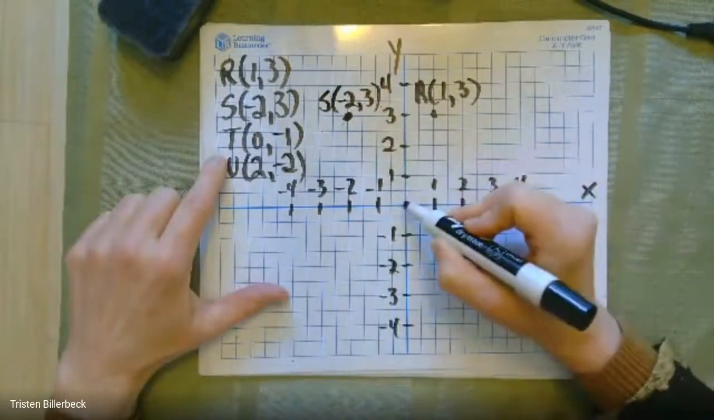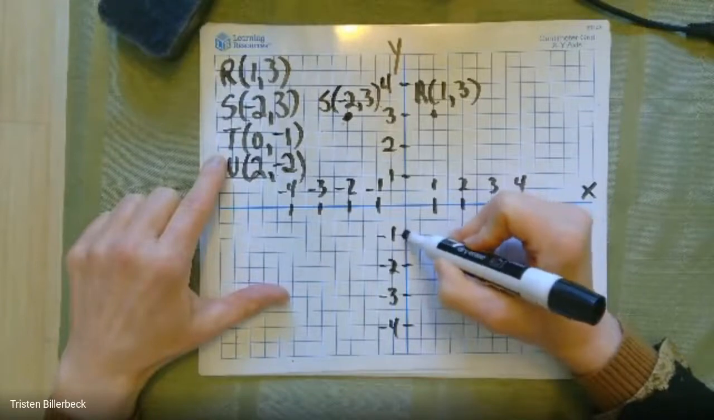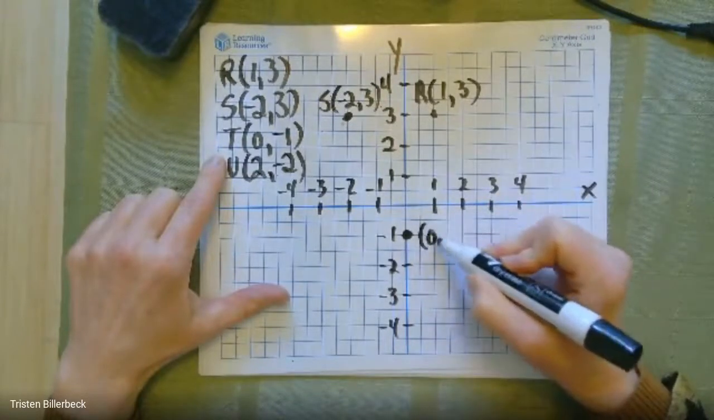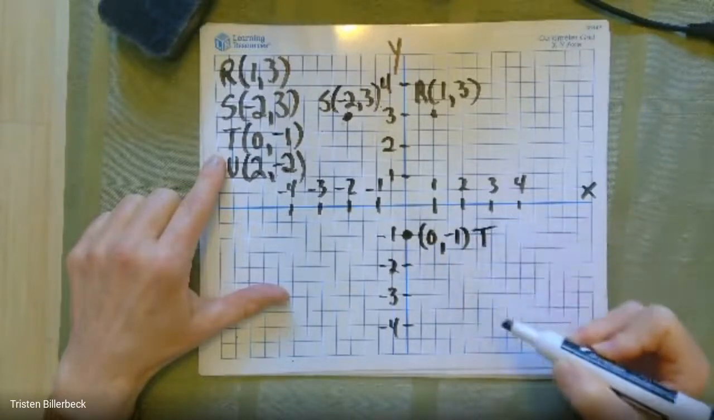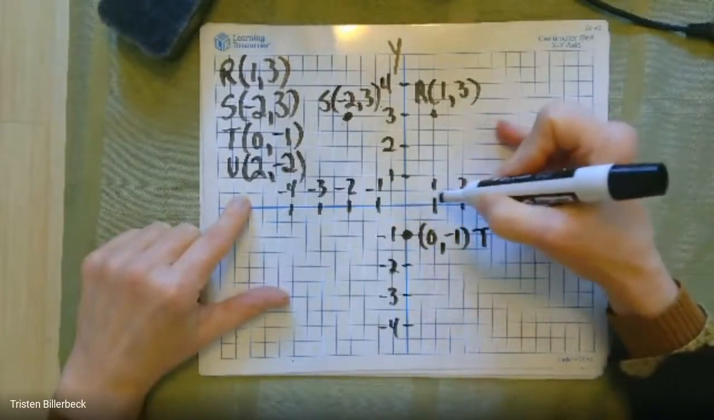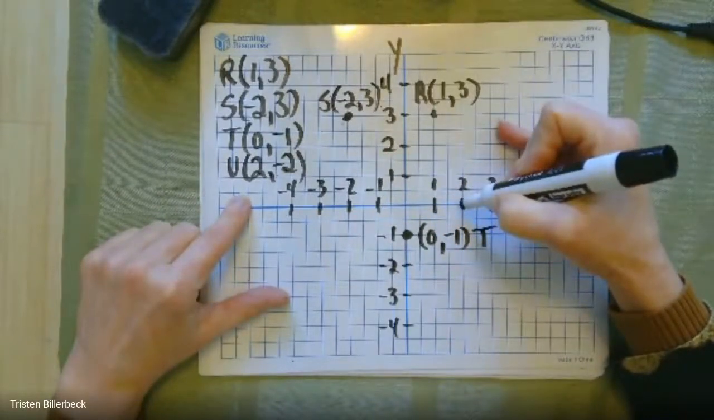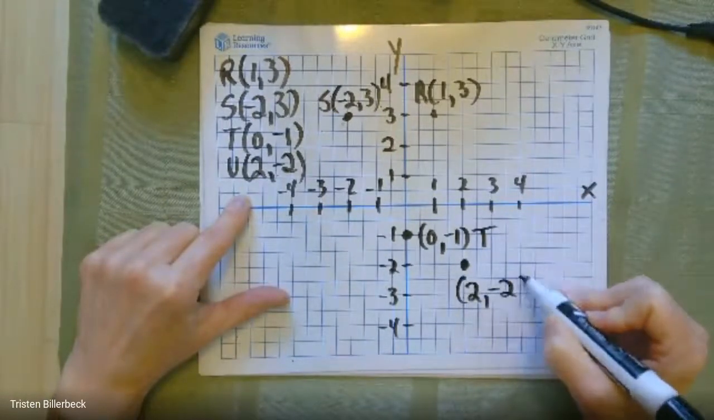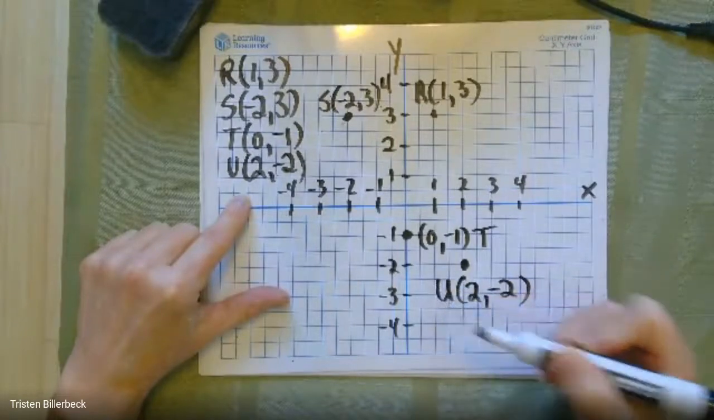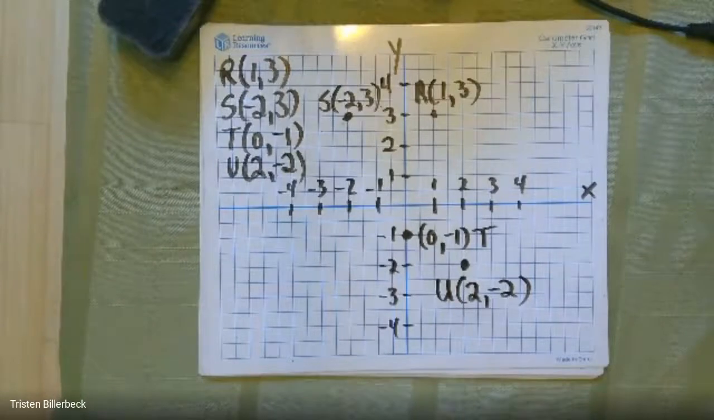T is at 0, negative 1, right here. So this one's 0, negative 1, and that's T. And U is at 2, then down 1, 2, to negative 2. So 2, negative 2 is U. All right, so that's how we would plot a few points. Now you should be ready to do a few of your exercises on 10.1. Have a great day and be well.